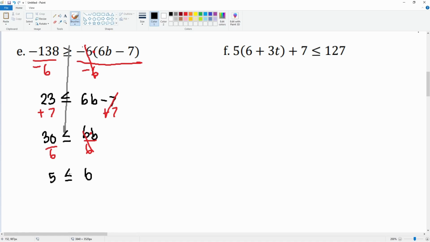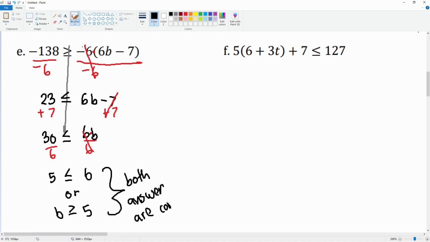So 5 is less than or equal to b, or you can write it as b is greater than or equal to 5. Both answers here are correct. Okay, I prefer the second one because it's easier to graph.